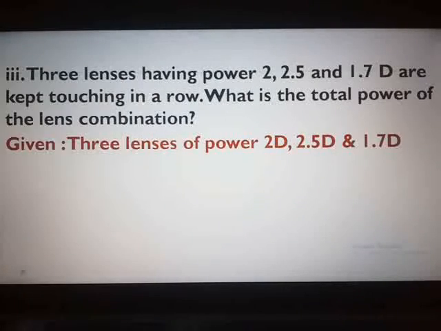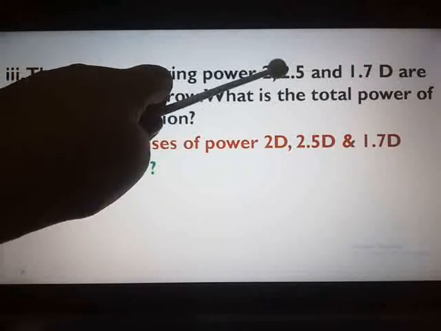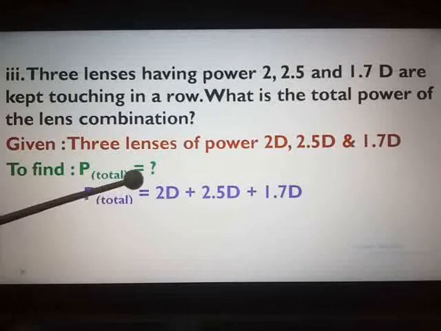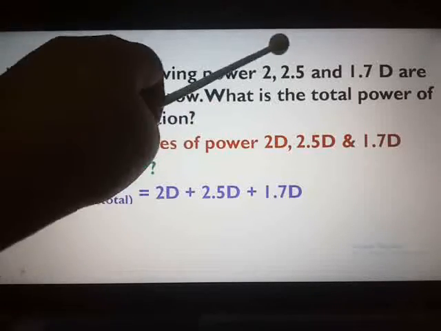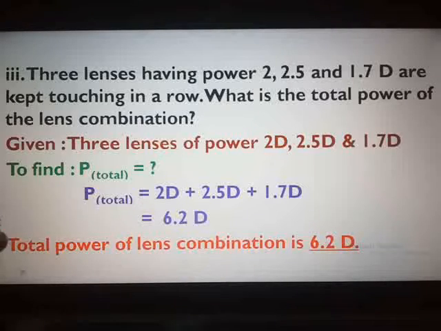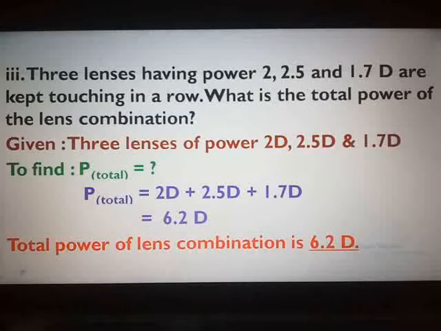You know the unit of power. To calculate total power, it is nothing but the addition of the powers of each lens. So total power is 2 diopters plus 2.5 plus 1.7 diopters, that comes out to 6.2 diopters. Final answer, total power of lens combination is 6.2 diopters. A very simple sum. Values can be changed. They can change the values and ask the sum in the exam.